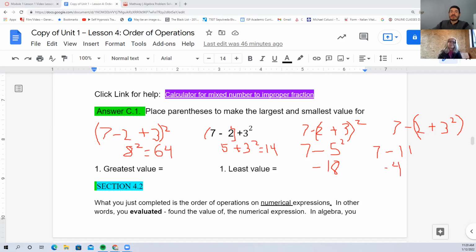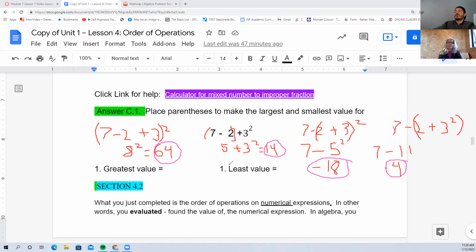Okay, so we're going to look at our answers here. I'm going to use different colors so that we can see a little bit more clearly. We have 64 so far. That's the highest. 14, negative 18, and negative 4. There are 2 other ways in which we could organize this. We can put the parentheses here, or we can put the parentheses outside of this 7, right? I'm going to leave that to you, class, okay?